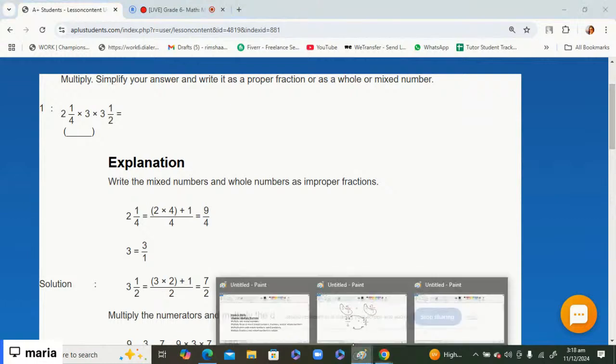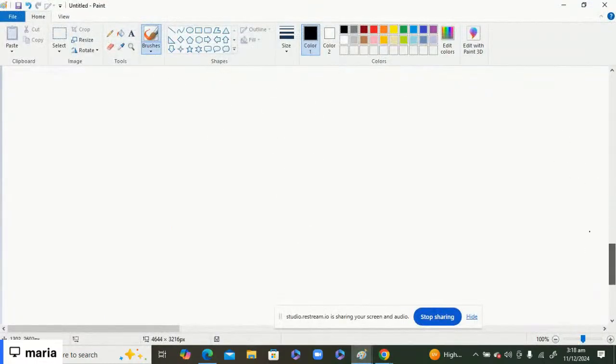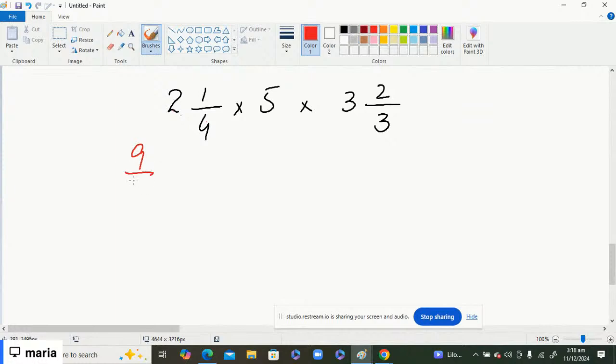For example, if I'm going to write the question here, like this question, 2 into 1 by 4 times 5 times 3 into 2 by 3. So how can we solve it? Simply, first of all, we're going to solve the first one. 4 times 2 is 8. 8 plus 1 is 9 over 4. First one. Times 5 as it is. Times as it is.